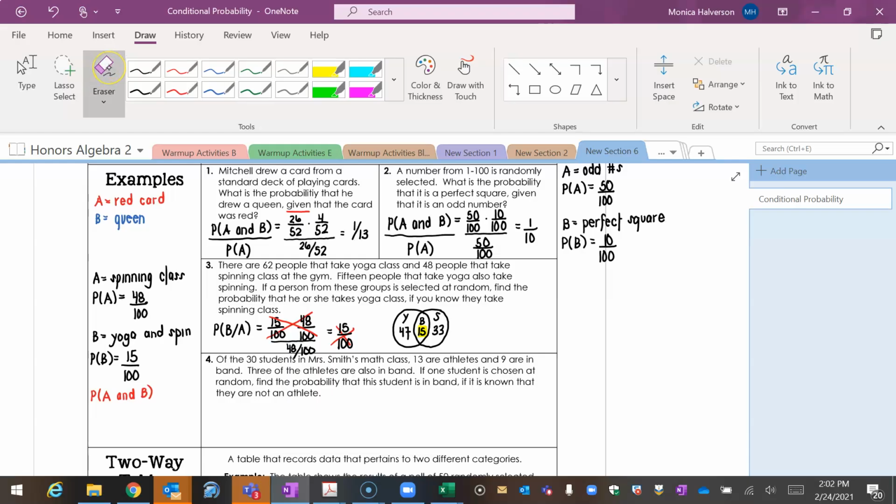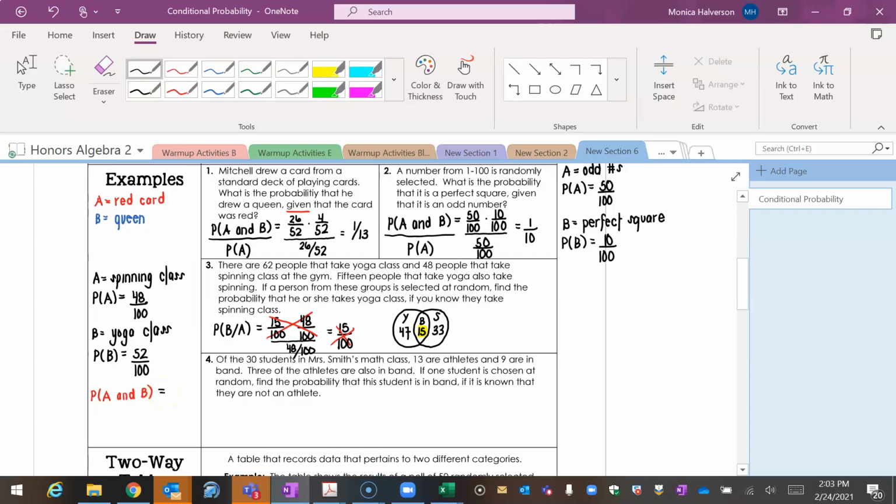Well, we already know that. This is not correct. B is not yoga and spin. B here stands just for yoga. And we know the probability of that is 52 over 100. But that's not what matters to us.